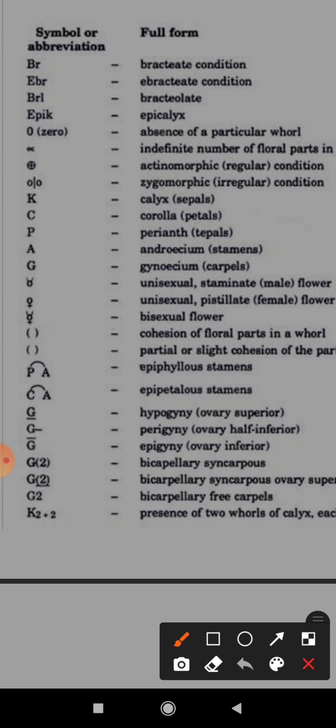Then we come to the cohesion part. Now if any part is fused, for example, if there are sepals which are represented by K, the sepals are 5 in number and the sepals are fused, then we put it in the bracket. Now this bracket shows that the petals are fused, right? Then comes epiphyllous. I told you if the androecium is attached to the perianth, right? We discussed what is the perianth, right? This fusion is the perianth.